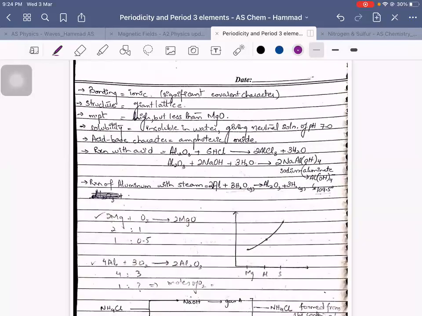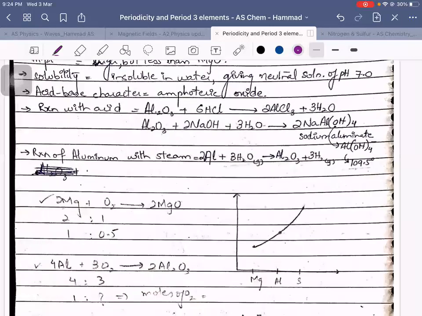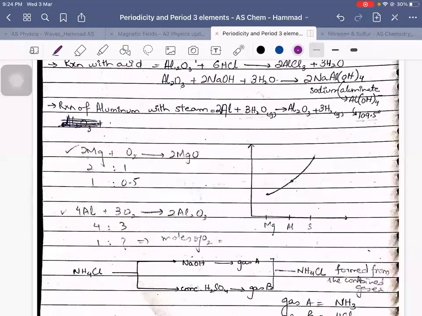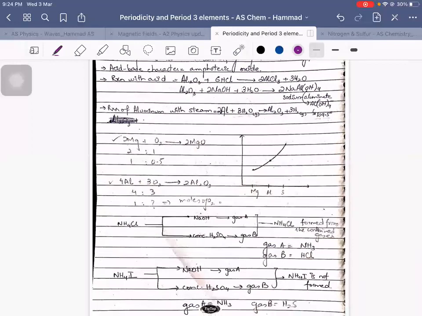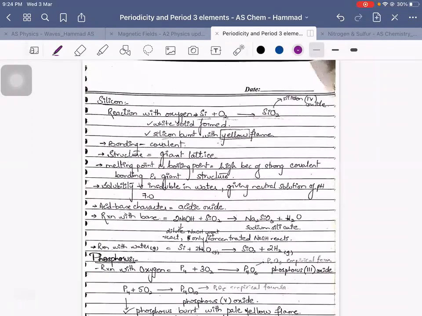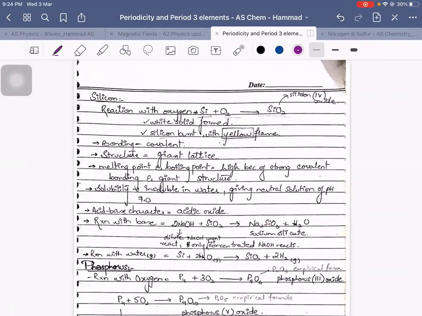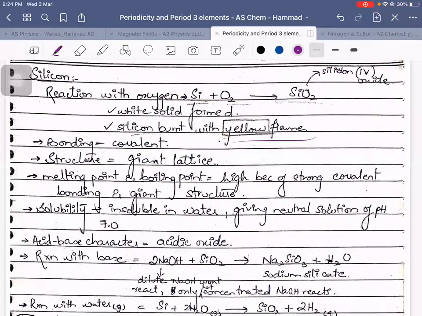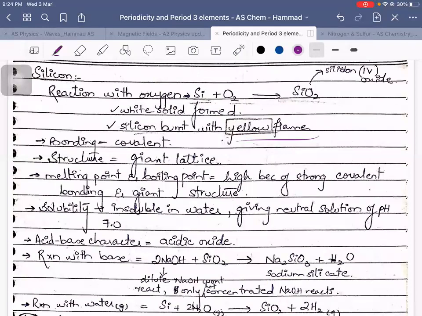As you move from magnesium to aluminium to silicon, you need to understand that the boiling point of the oxides is increasing. Silicon burns with a yellow flame. You need to learn that the structure is giant lattice. Melting point and boiling point is high because of strong bonding.